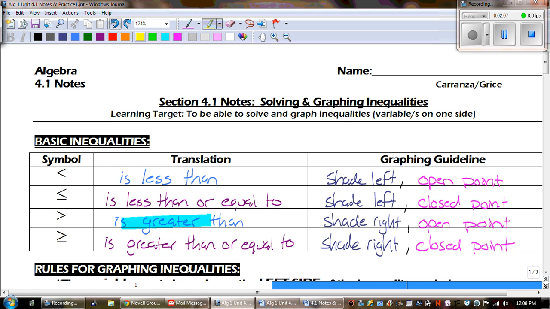Now, if you need to continue to write some of those down, just pause the video, otherwise I'm going to scroll down.